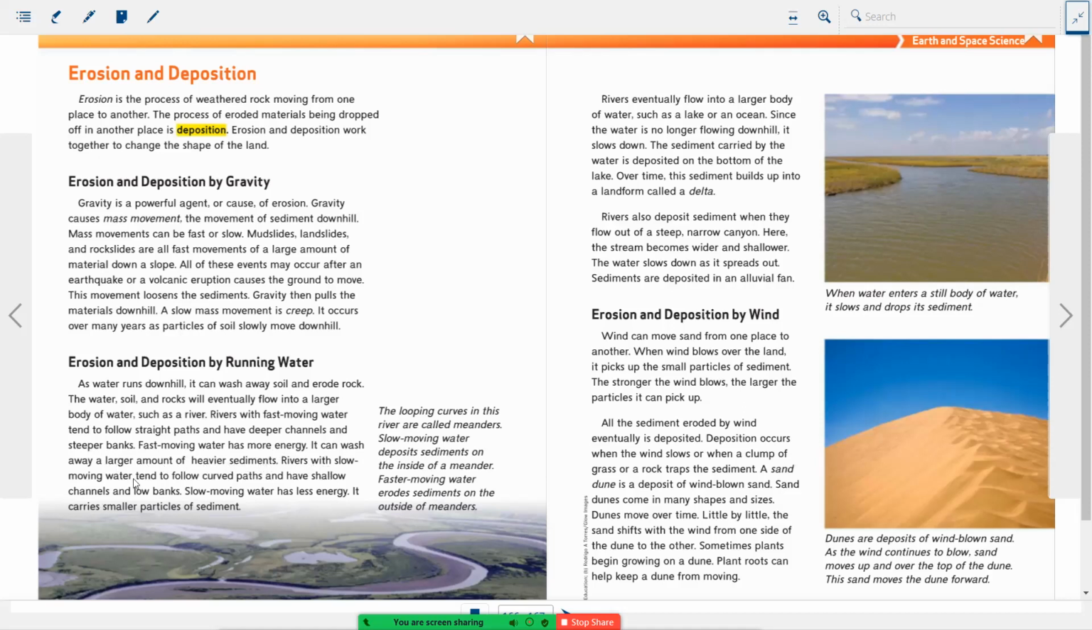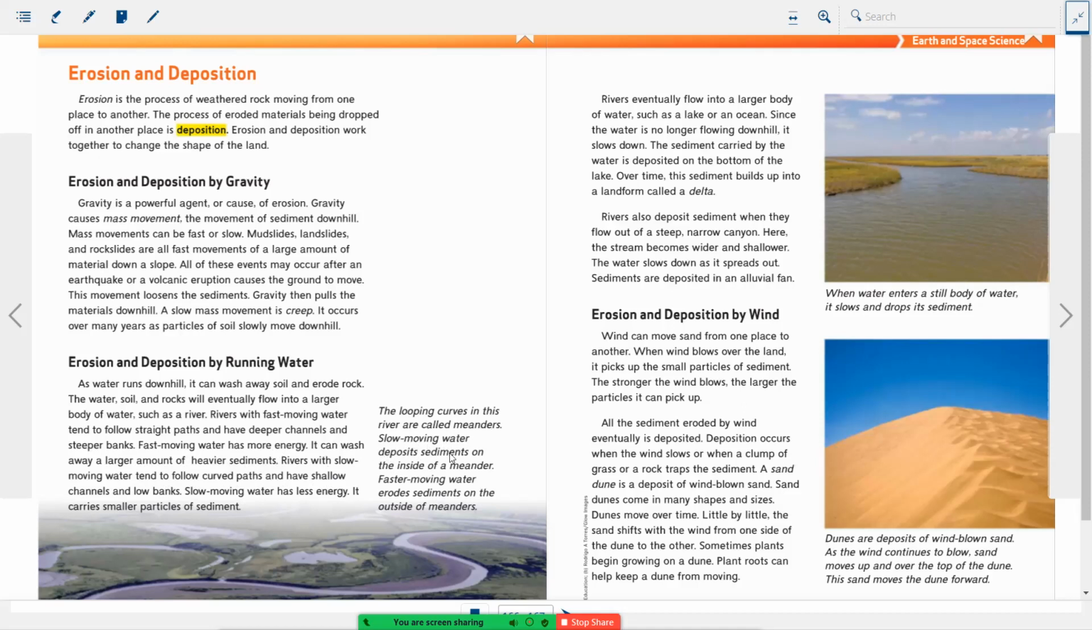Rivers with slow-moving water tend to follow a curved path and have shallow channels and low banks. Slow-moving water has less energy. It carries smaller particles of sediment. The looping curves of this river are called meanders.